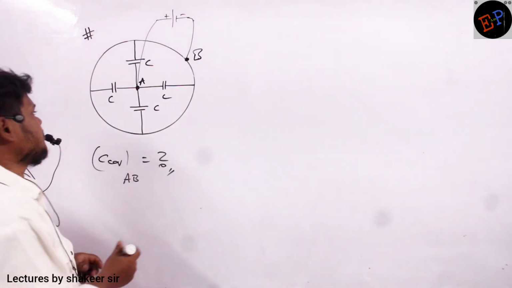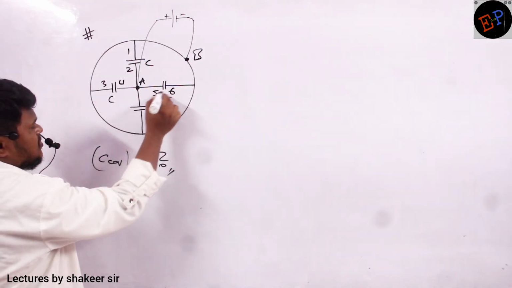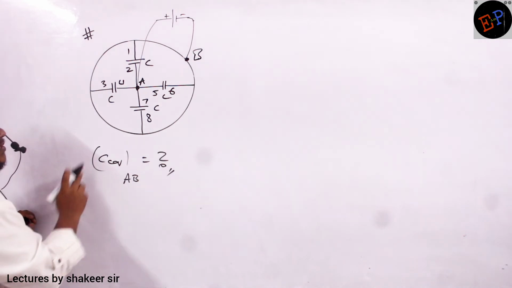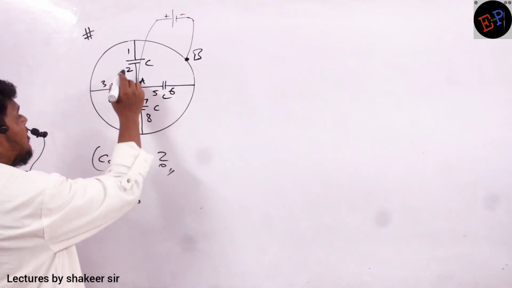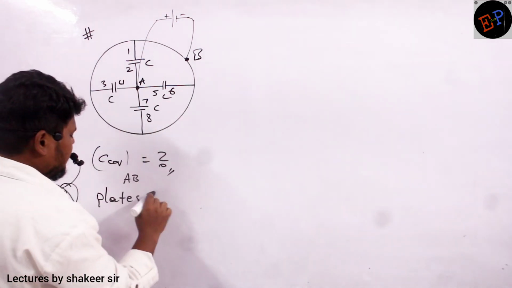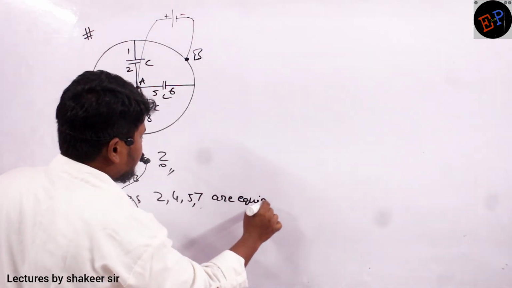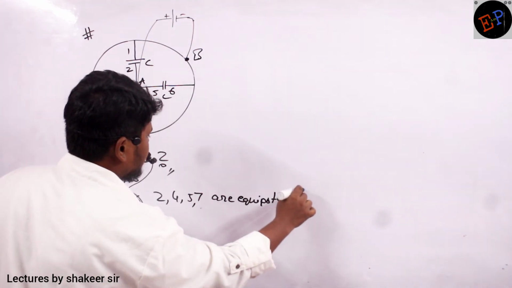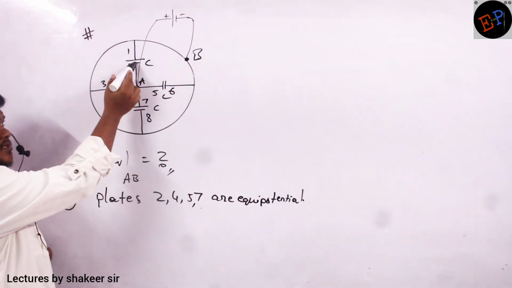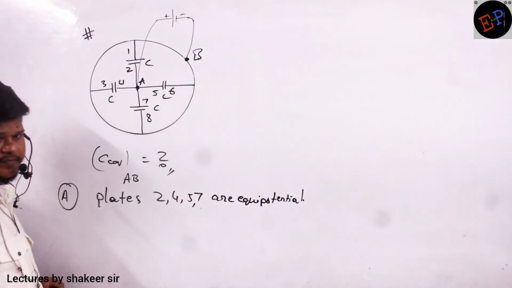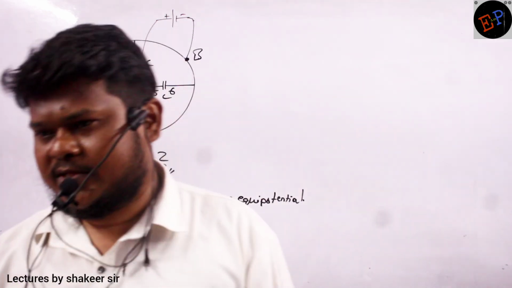Now see. Here, if I name these plates 1, 2, 3, 4, 5, 6, 7, 8, definitely I can say that plates 2, 4, 5, 7 are equipotential. Can I say? See, what is the potential existing at A? The same potential will exist on the second plate, fourth plate, seventh plate and fifth plate, because in between them there are no other components. All of them are at the same potential.